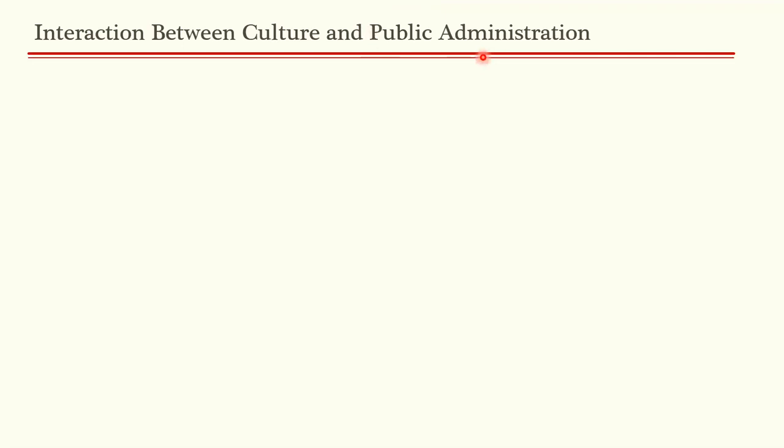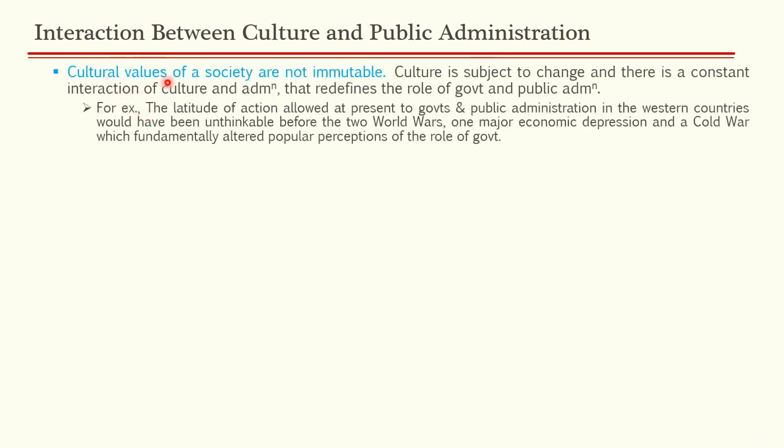We have seen how administration is culture bound, no denying that fact. Now we'll study how exactly culture affects administration. So cultural values of a society are not immutable. What do you mean by immutable? That which does not change. Mutation का मतलब होता है change होना. I hope you know this term, mutation. Mutation means something which undergoes change. That is nothing but mutation. So what is immutable? Immutable is that which does not change. ठीक है, जो change नहीं होता, that is immutable.